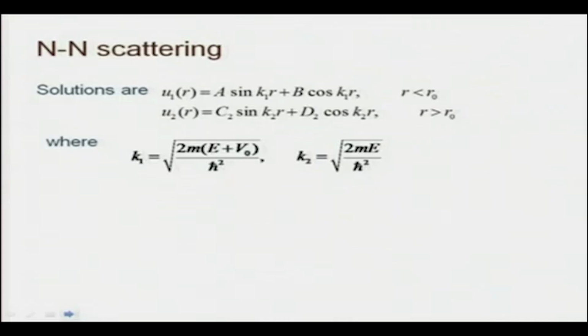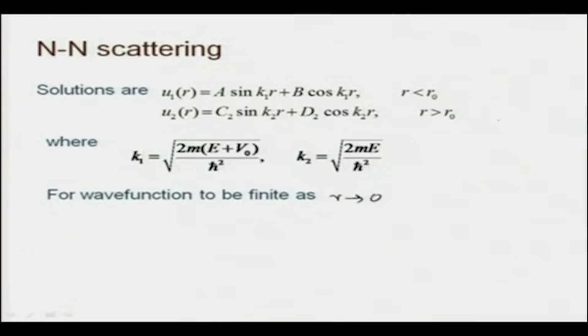For the region r less than r 0, we have the potential non-zero, and we have an expression for the wave vector in this fashion, which is equal to the square root of 2 m (E plus V 0) over h cross square. And for k 2 we do not have any potential, the potential is 0 in that region, and therefore we have this to be the square root of 2 m E over h cross square. For the wave function to be finite as r goes to 0.